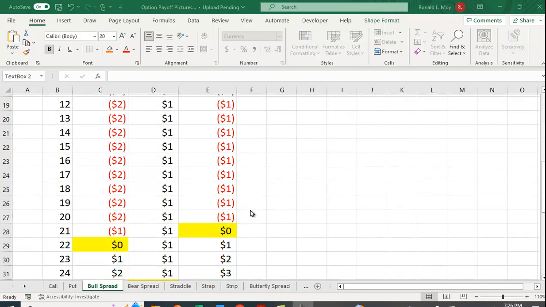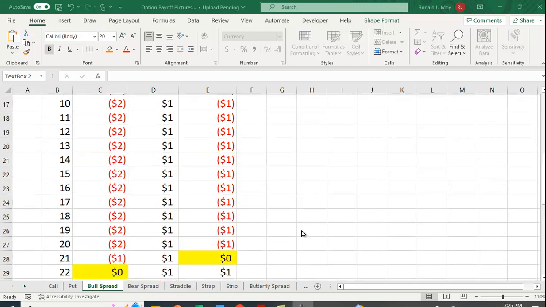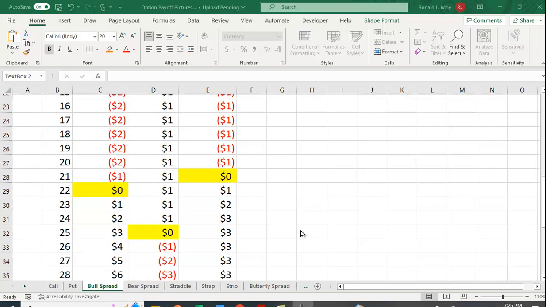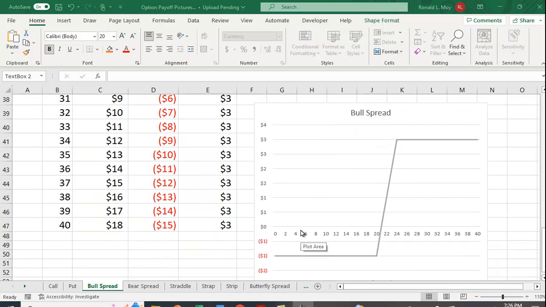And you can see that here, now your loss is $1 instead of $2 because you're collecting $1 from the sale here. And what you can see is we've lowered the break-even point. For the long call, the break-even point is 22. But for the bull spread, the break-even point is 21. So you've lowered the cost. All right, so let's see what the payoff looks like.